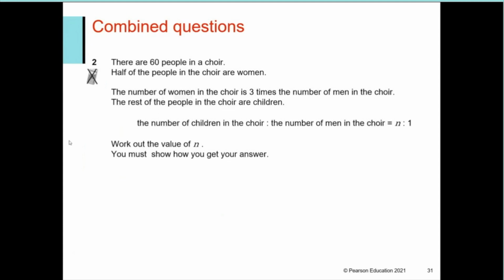Okay, so back to this question then. 60 people in a choir, half of them are women. The number of women in the choir is 3 times the number of men. The rest in the choir are children. Okay, too much information for students. So break it down, slow it down, one bit at a time. Okay, what have we got? Women, men, children.